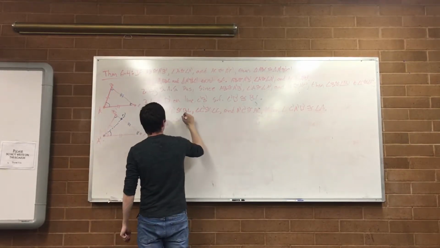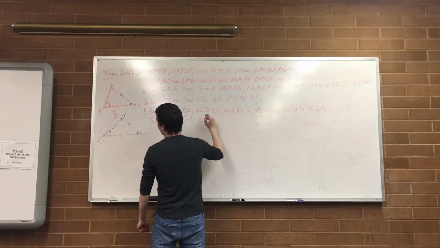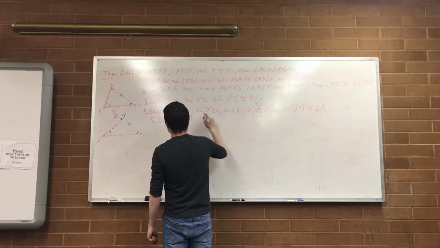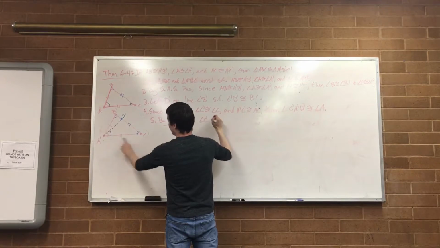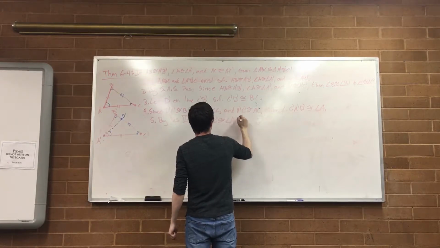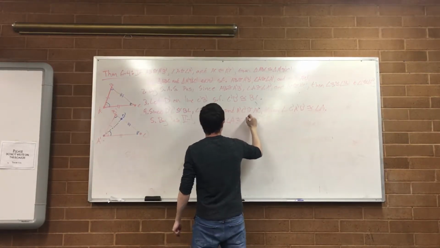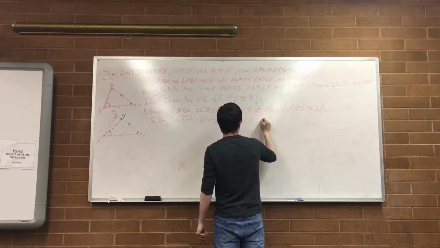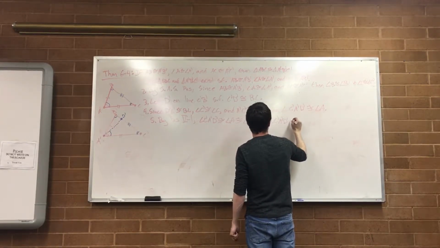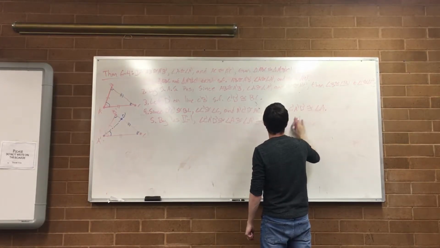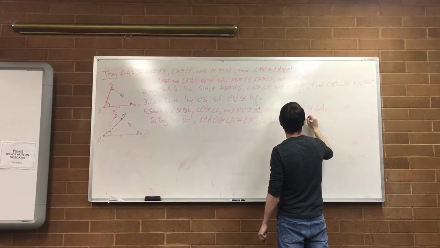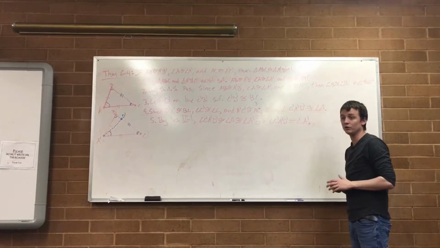By postulate 5-1, angle C prime A prime D prime congruent to angle A, which is congruent to angle A prime, implies angle C prime A prime D prime is congruent to, not even congruent, they are the same angle since they're on the same side of the line, as angle A prime. You follow that logic? Yeah.